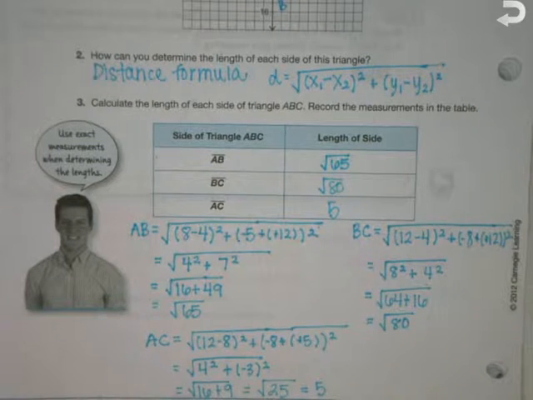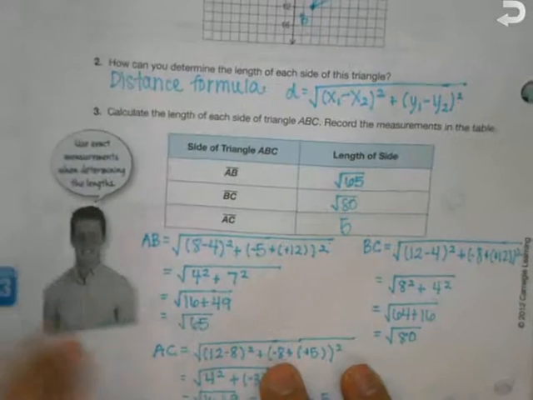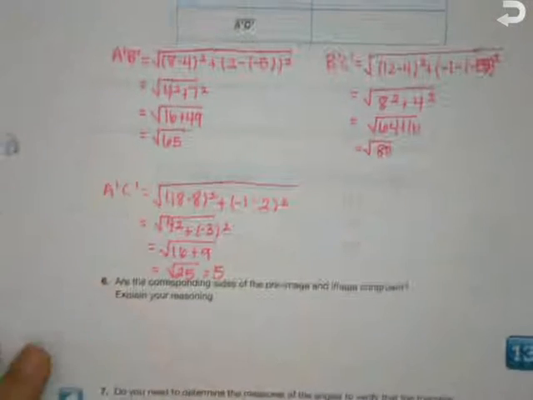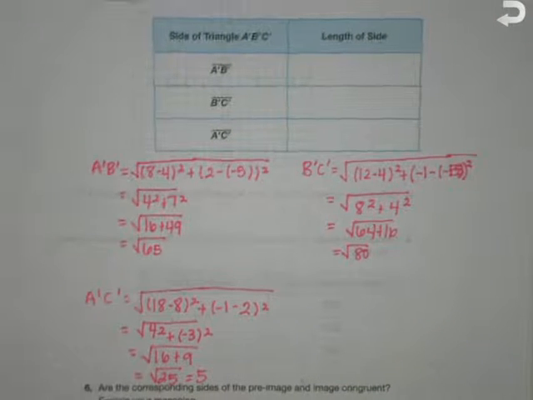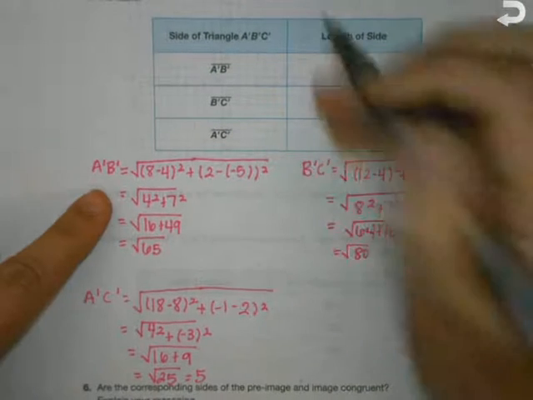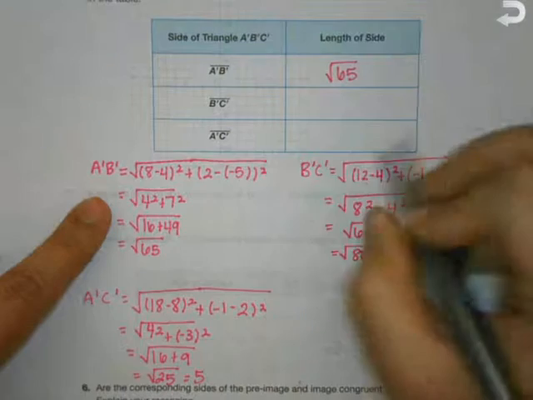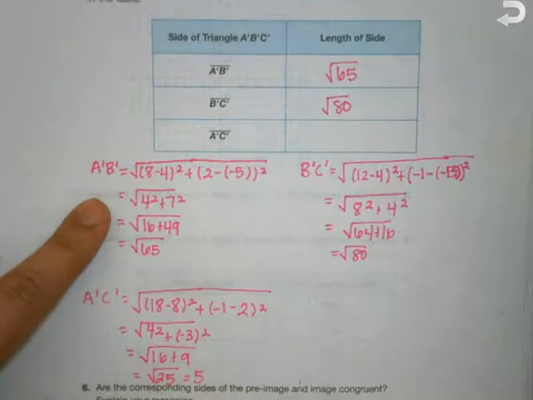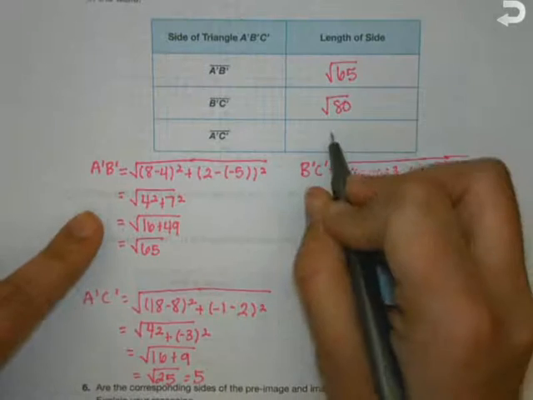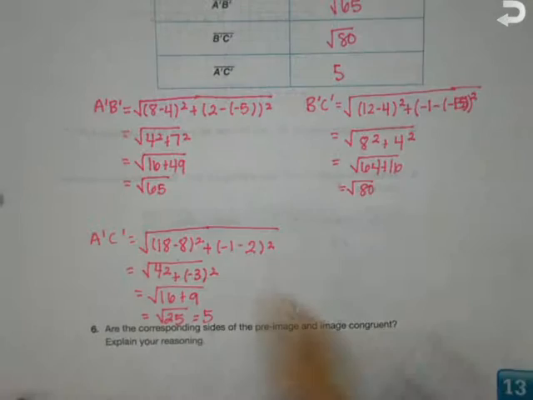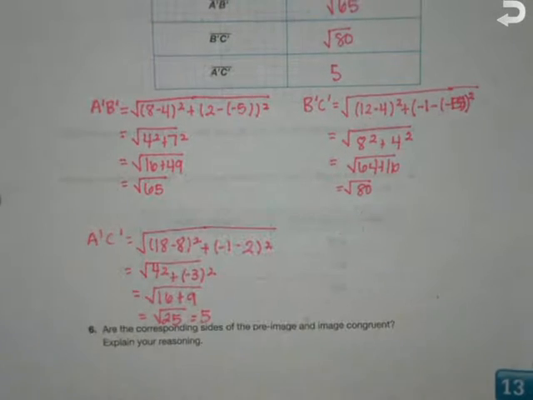Okay, guys, what did you notice about all the side lengths? They're all the same, right? I showed all my work here. So you should have got that segment A prime B prime was square root of 65. Segment B prime C prime is the square root of 80. And segment A prime C prime should have come out to 5. You need to show all of your work for that, because on the test, I will ask you and you will need to show your work.